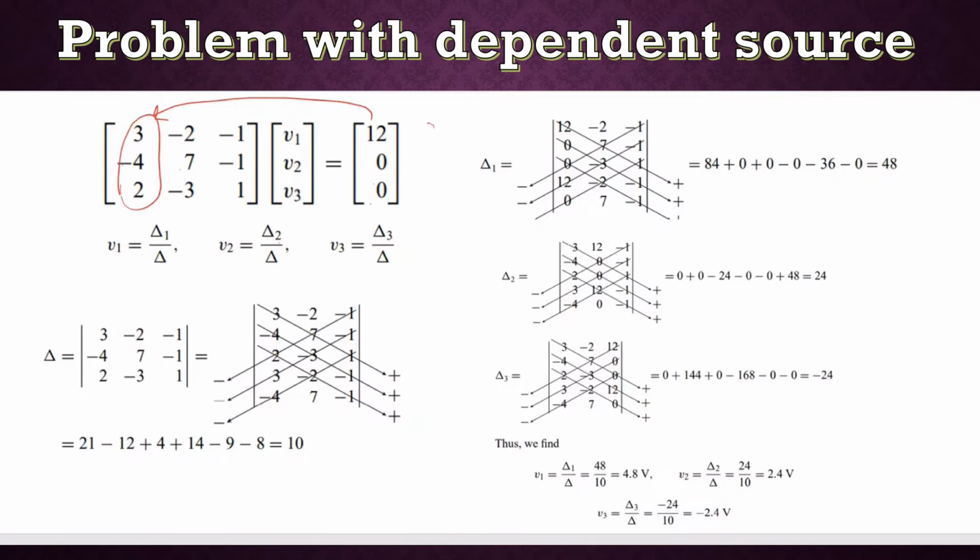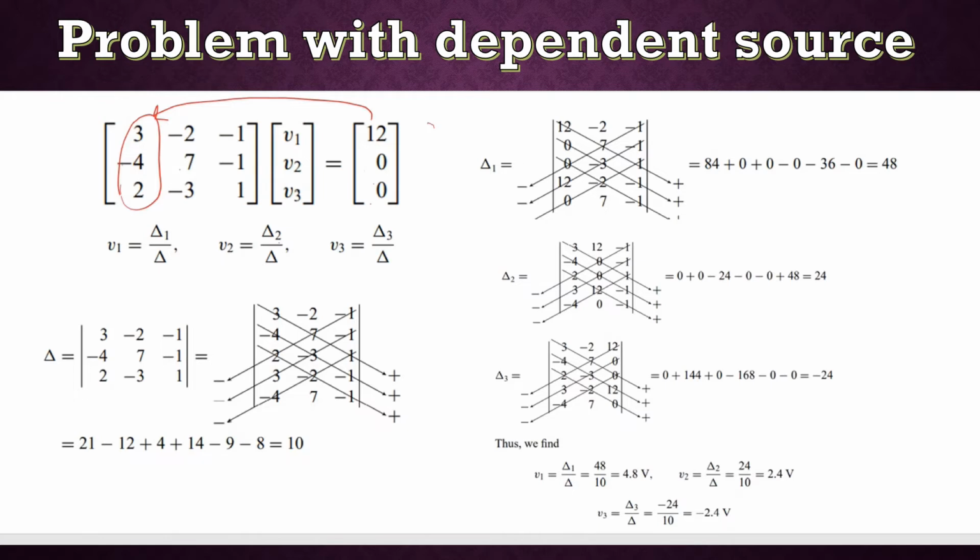So this is the coefficient matrix. The actual matrix is 3, -2, -1, -4, 7, -1, 2, -3, 1. Repeat the first two rows again, that is 3, -2, -1 and -4, 7, -1. I have not written the third row, sorry, the third row again. So how many rows will I get? 5 rows and 3 columns.